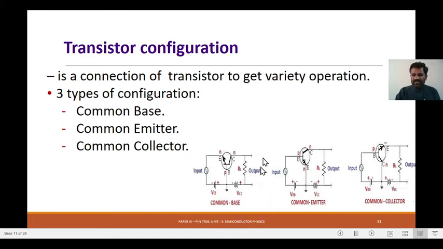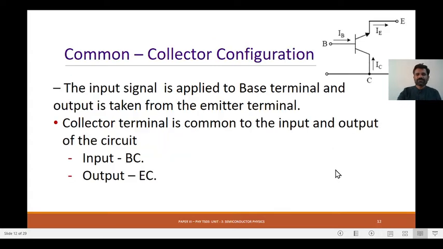And in case of a common emitter, the emitter is common for both input and output. And in case of a common collector, the collector region is common for both input and output. Based on this, the transistor configuration is a connection of transistors to get a variety of operations. For different operations, different connections have been made. Hence, the transistor is a very complex device. It can be used in many ways for many applications.